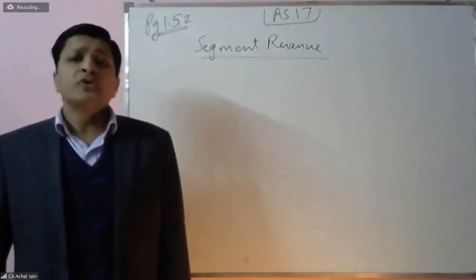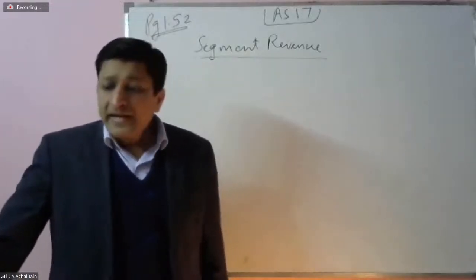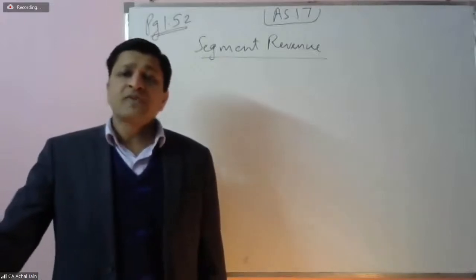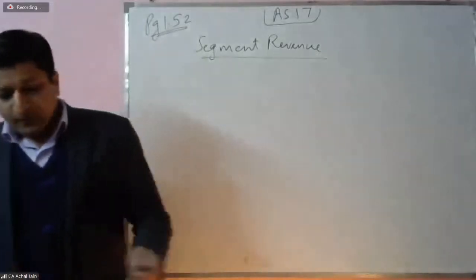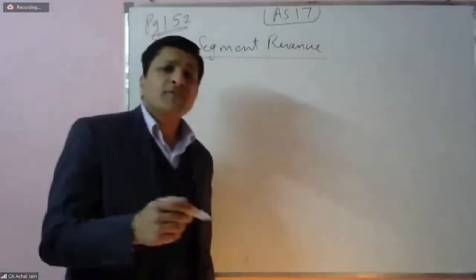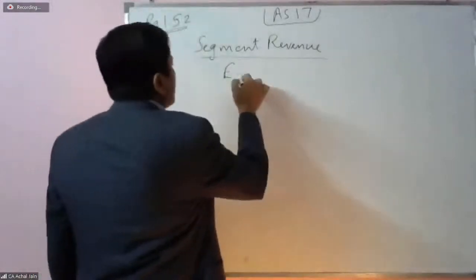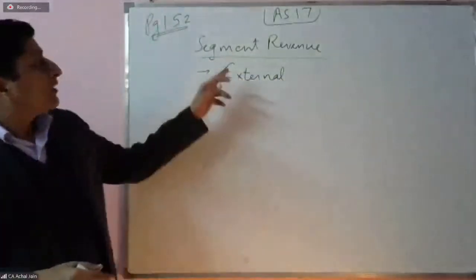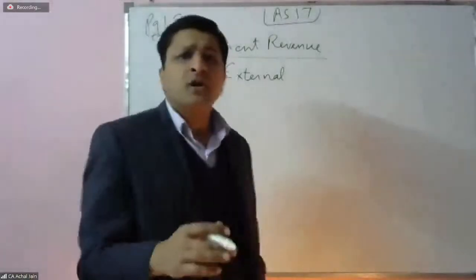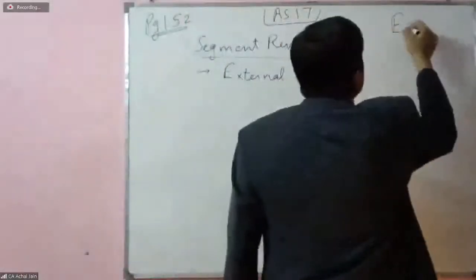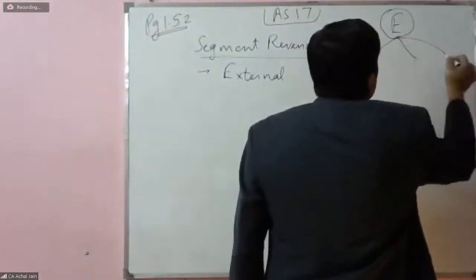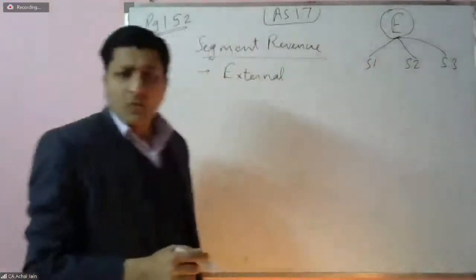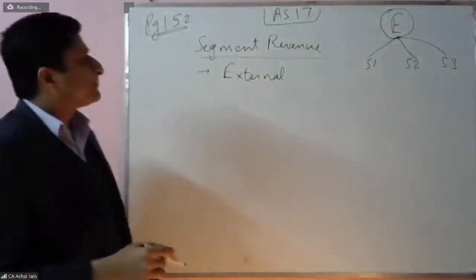Second, the relevant portion of enterprise revenue that can be allocated on a reasonable basis to a segment, and revenue from transactions with other segments of the enterprise. So now over here, there are a couple of things which we can understand. One is the external revenue. Let's suppose there's an entity which has got three segments, S1, S2, S3.